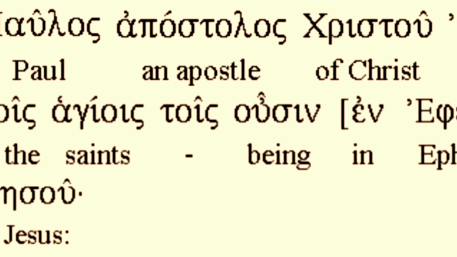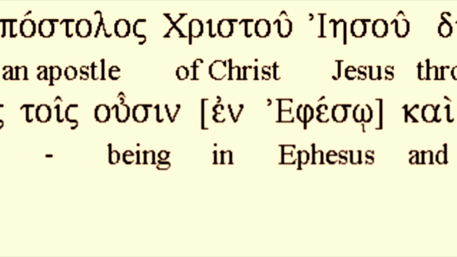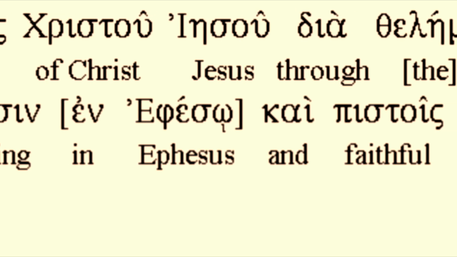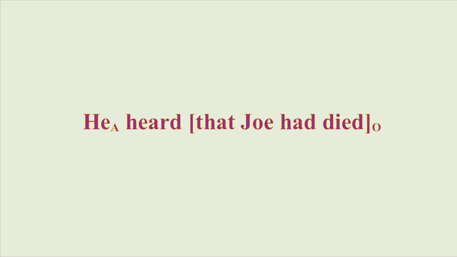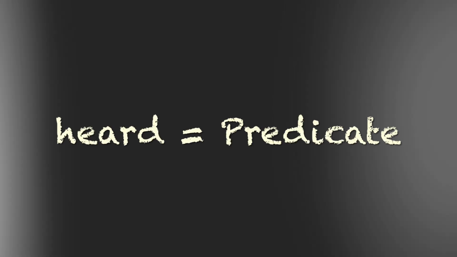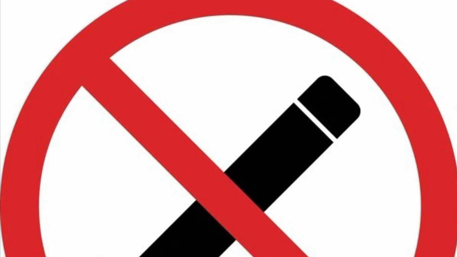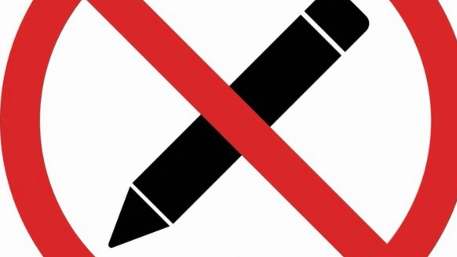For instance, many languages have what is called a complement clause construction, where a clause fills an argument slot in another clause, like he heard that Joe had died. He is an argument, heard is the predicate, and that Joe had died is the object. But some languages do not have this kind of construction at all. So what do these languages do instead?